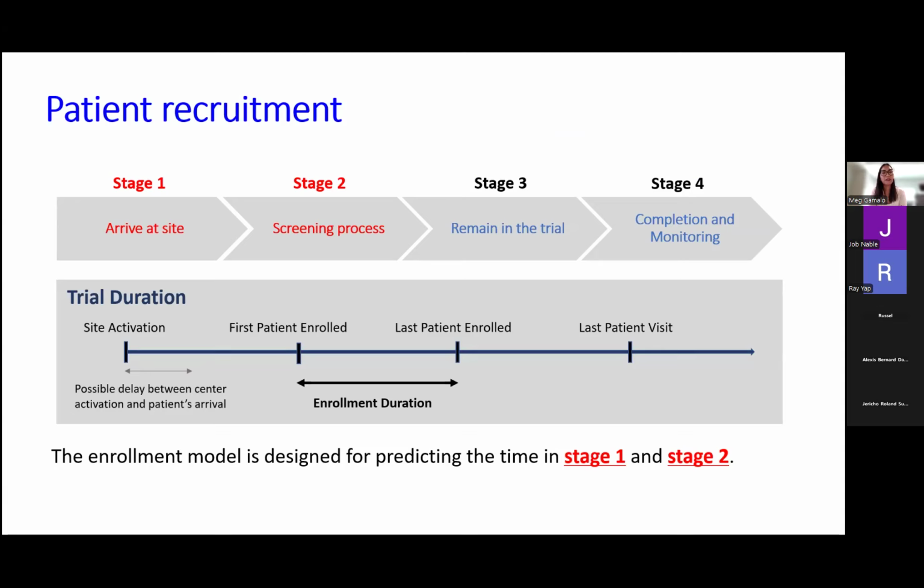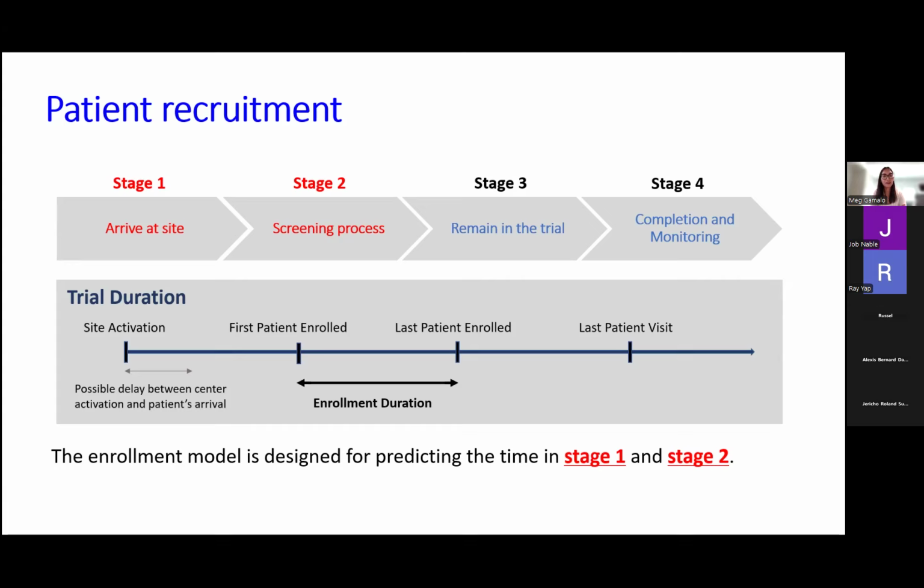So one of the very important things, as I've said earlier, that a statistician or quantitative scientist working as a statistician has to do is patient recruitment. There are 4 stages in patient recruitment. One is the arrival at the site. The next one is the screening process, meaning whether the patient has the disease that is required, and then remain at trial, which is when we are monitoring things, and then completion of the patient, which is last subject, last visit. So in a particular trial duration, it always starts with site activation, and then we have first patient enrolled, and then we have last patient, and then we have last patient visit.